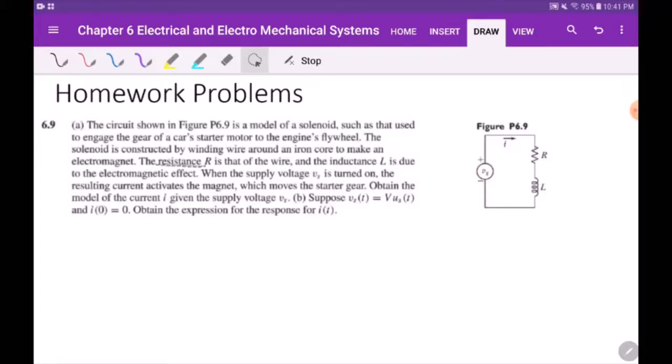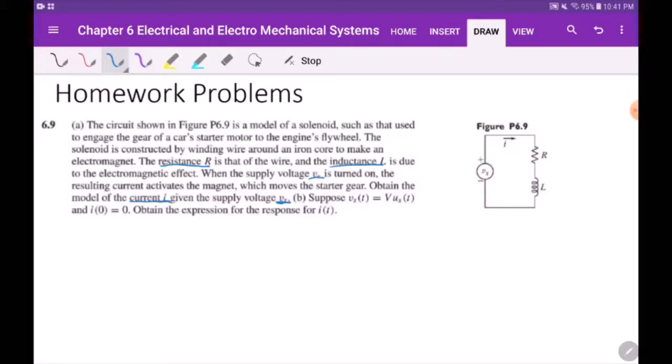You have a resistance R, and you have an inductance L, and you have a supply voltage Vs, which is an input. And the resulting current activates the magnet. Obtain the model of the current I given the supply voltage Vs. So they want a differential equation in terms of I sub t.